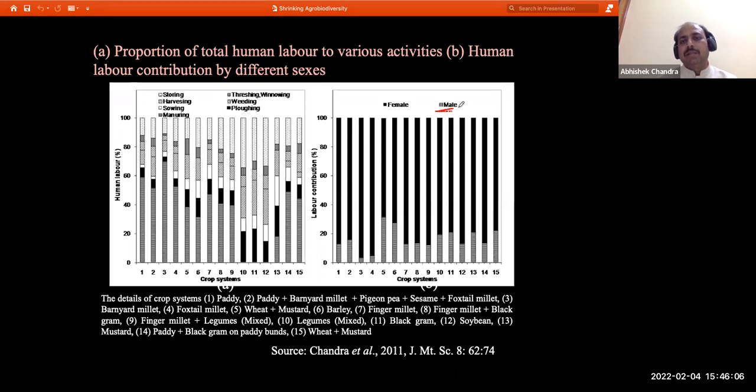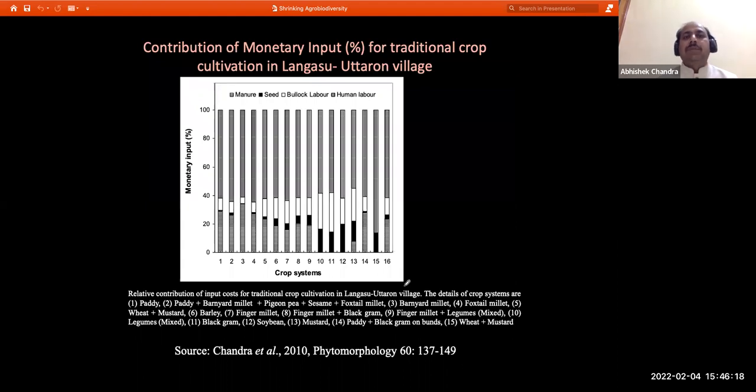You can see here in this dotted line, the proportion of the male is very low, whereas the female is much higher. So this is the contribution in the mandatory input output in the traditional agroecosystem. So we found again that it is much more beneficial in the case of mixed cropping, where the biodiversity is represented in a large amount.